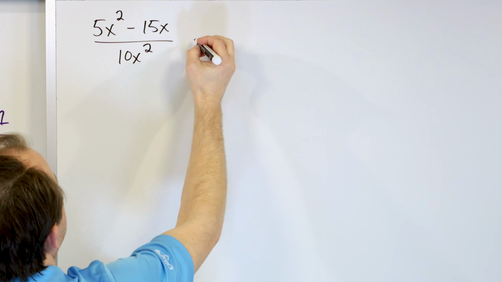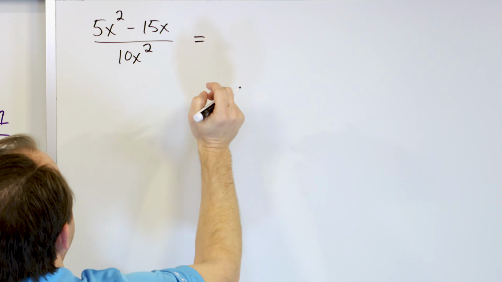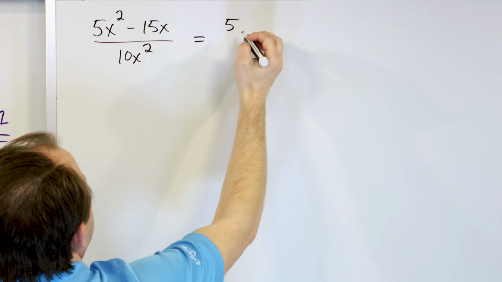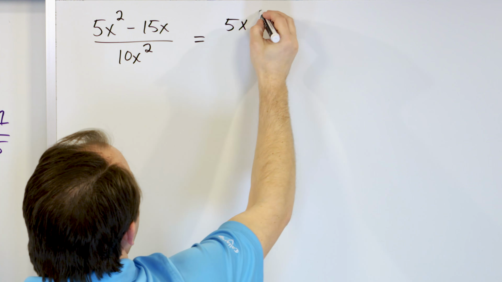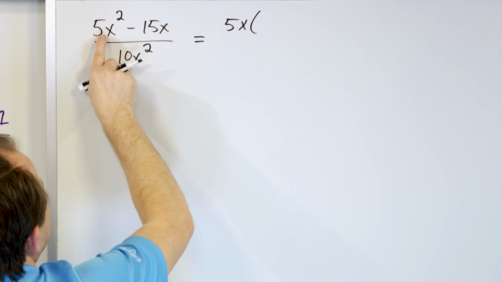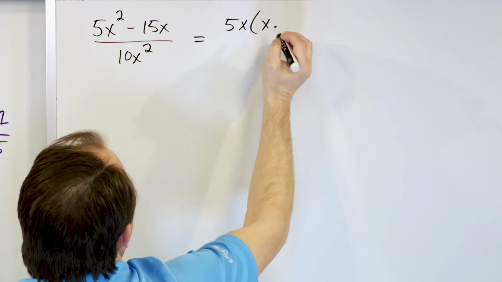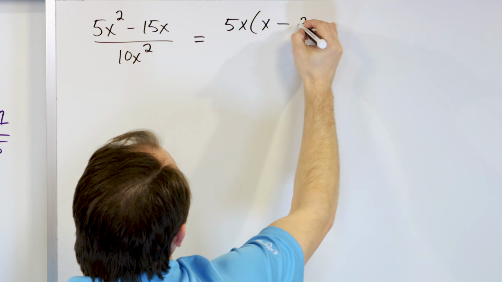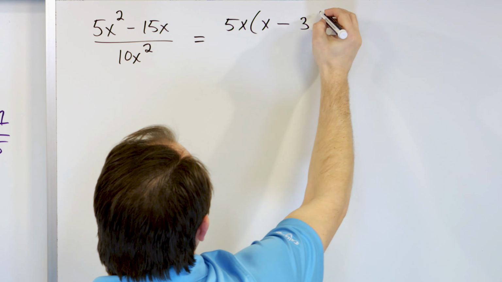What can we factor in the top? We have a 5 and we have a 15. So the common factor there, we can pull out a 5. X squared and x, we can pull out a common x to both. So then we open the parentheses. To get this term, 5x would have to be multiplied by x. The minus sign comes along for the ride. 5 times 3 is 15, so it's going to be x minus 3 here, right?